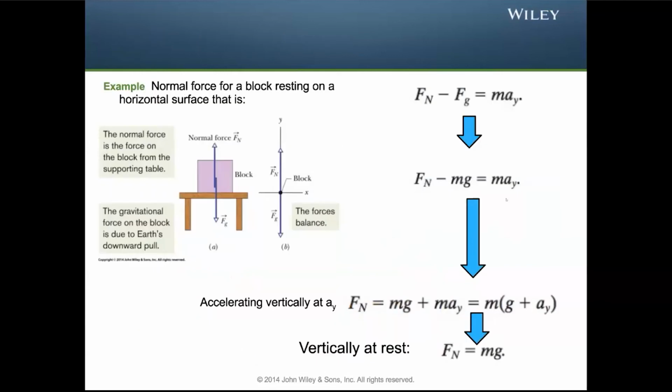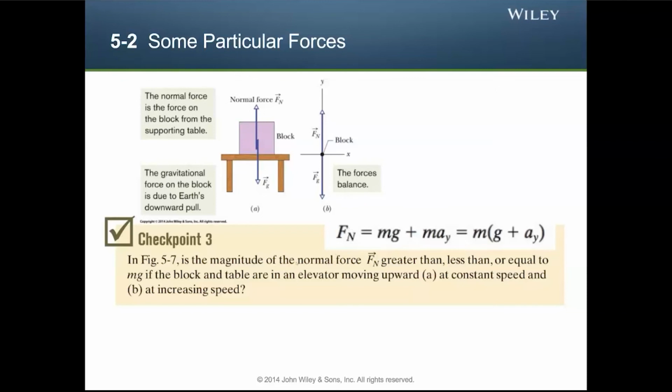Okay. So again, this is adding up the forces. We already went over this. In physics, especially 180 physics, they like to use a lot of these elevators, right? I guess physicists are just fascinated by elevators. So they're asking if the magnitude of the normal force is greater than, less than, or equal to mg if the block and the table are in an elevator moving upward. If it's moving upward at a constant speed, that means the forces are equal.